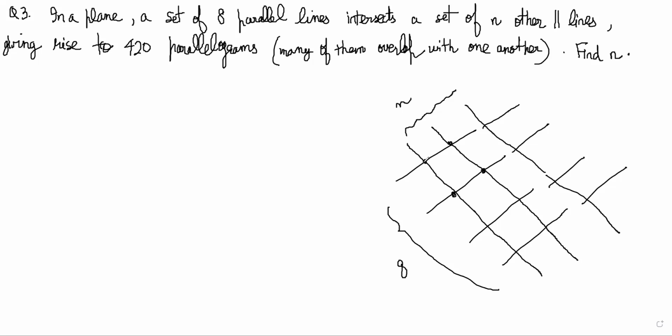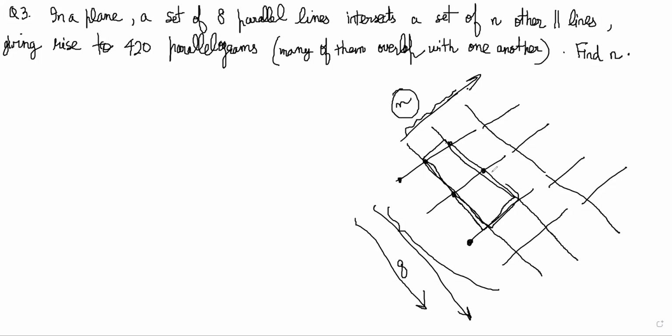How does a vertex come? Vertex is coming by intersection of two lines, right? So if I select my two lines in this direction and two lines in this direction, then I should get a parallelogram, right? Select any two lines out of this and select any two lines out of this, you'll get one unique parallelogram. If I select this line and this line in this and this line and this line here, I'll get this parallelogram.